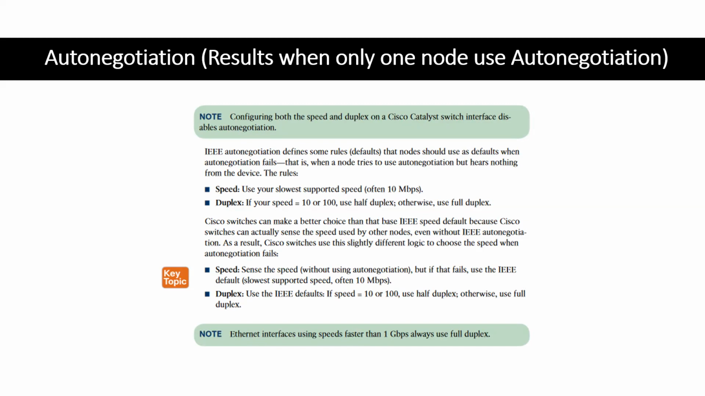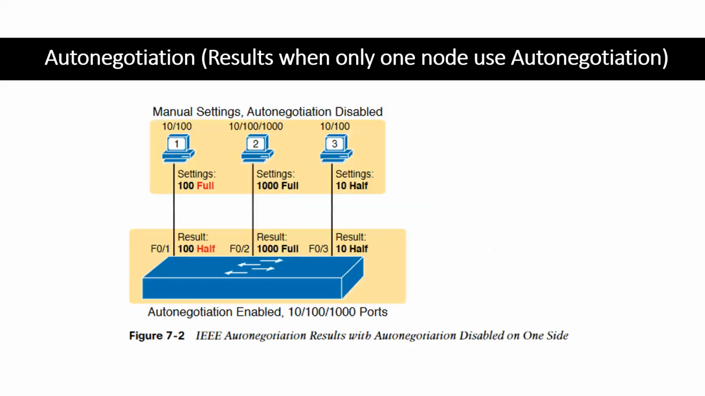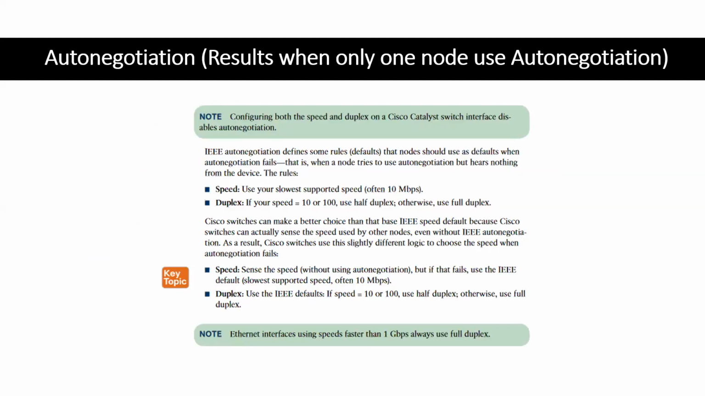Let's look at duplex, using the IEEE defaults. If the speed equals 10 or 100, use half duplex. Otherwise, use full. So it's exactly the same. The only thing that changes in the logic is the speed, but the duplex is the same.